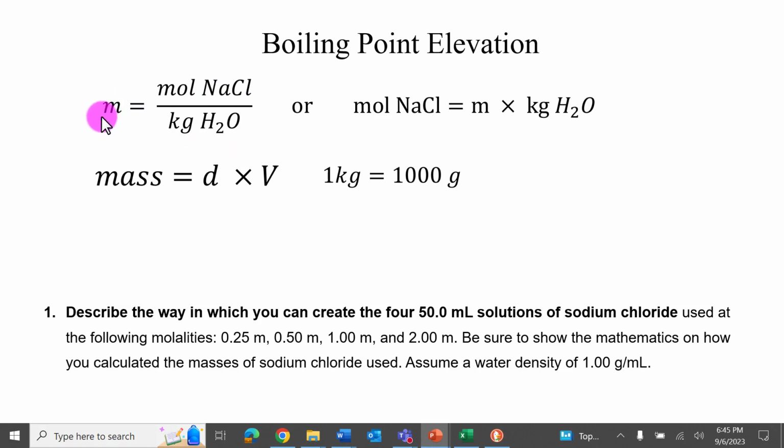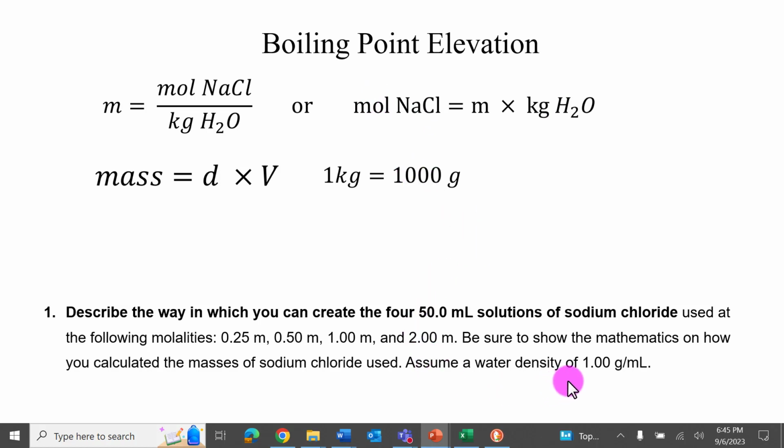Now, I am given the molal, and indirectly, I am given the mass of the water, and I can rearrange this equation to solve for moles of sodium chloride. So moles of sodium chloride is equal to the molal, so 0.25, 0.5, 1, 2, etc., multiplied by the mass of my solvent, which is H2O. Now, how do I figure out the kilograms of water? Since I already have the molal, all I need is this piece here to find the moles of sodium chloride.